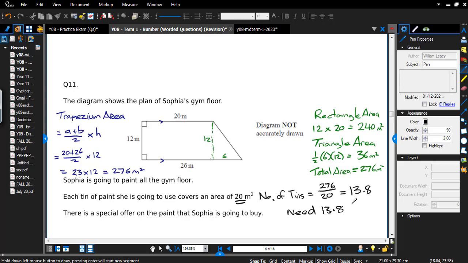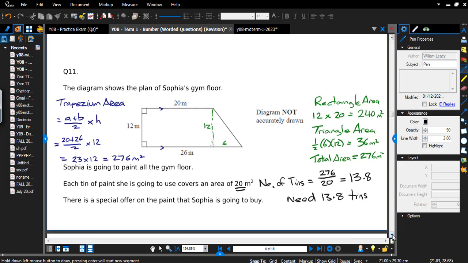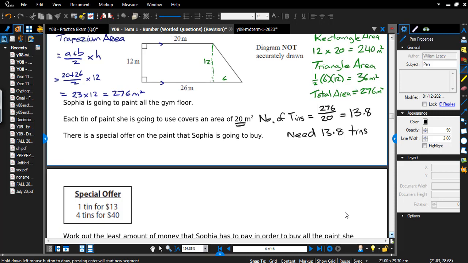Now, can you buy 13.8 tins of paint if you go into a shop? You might never have been in a paint shop, but I'll tell you the answer is no, okay? So that implies we need 14 tins. We need 14 tins, yeah? So we're going to have a little bit left over.